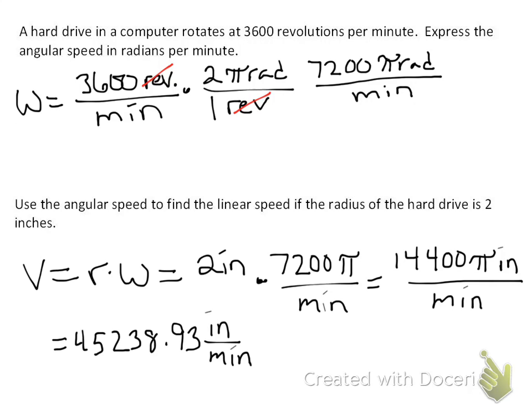So if you were to put a little spool of thread on that hard drive, think about how fast those hard drives spin. So if we were to put that string on there and let it unwind itself as it went around the circle, after 1 minute, we'd have 45,238.93 inches of string. After 1 minute. Questions? Go ahead. If it's the same distance, then how is it a different final product?